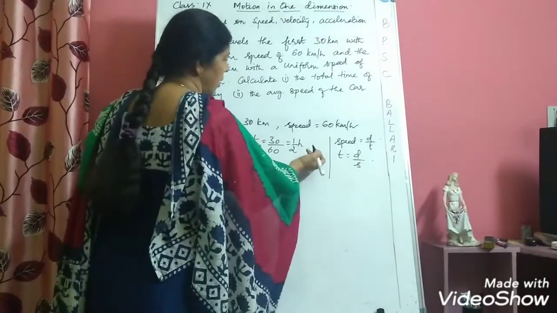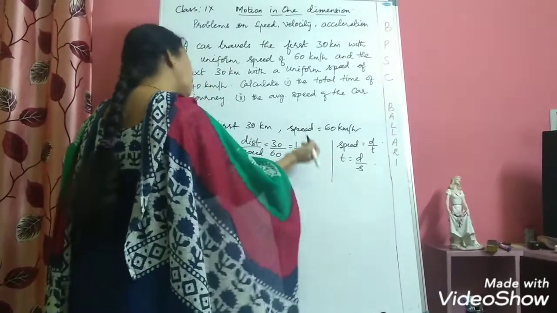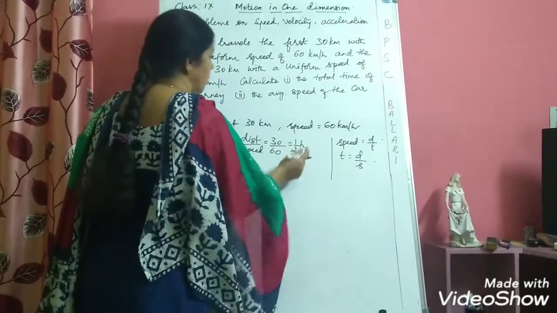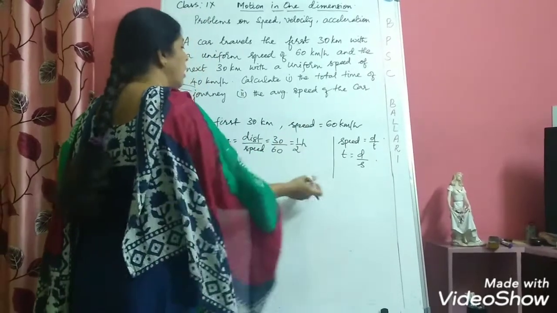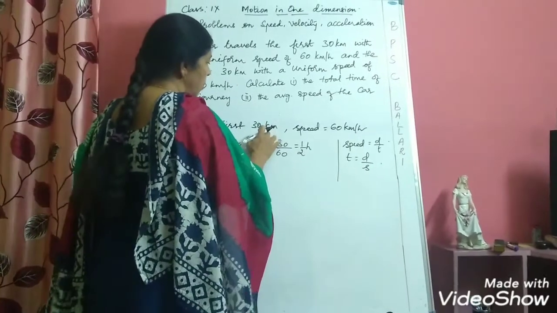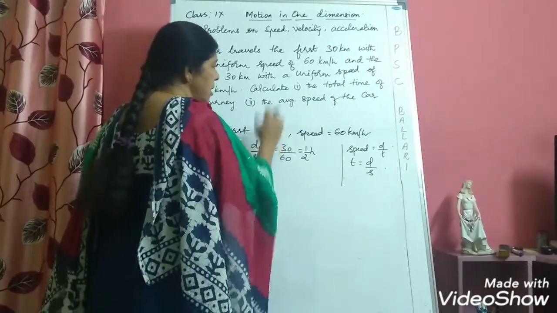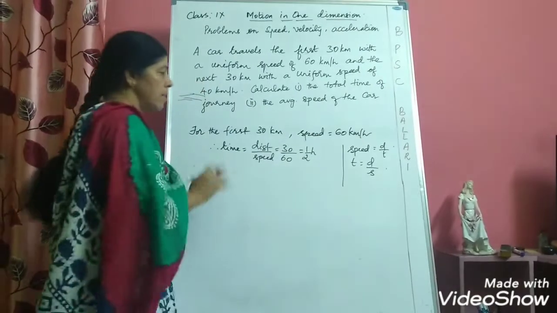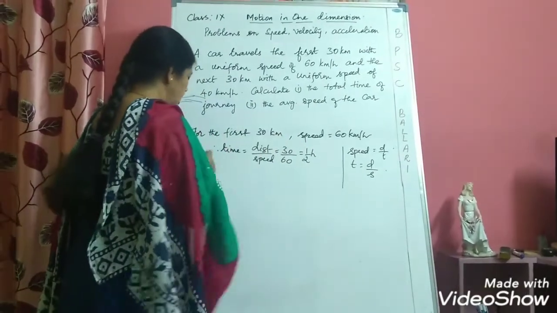You can even take it as 30 minutes. Again you may have to convert it into hours only. So you can take it as half an hour or 30 minutes, or you can convert to seconds also. But then you have to convert this distance also into meters and speed also into meter per second. Now this is for the first 30 kilometer.